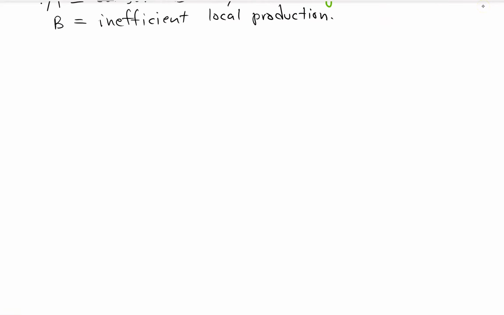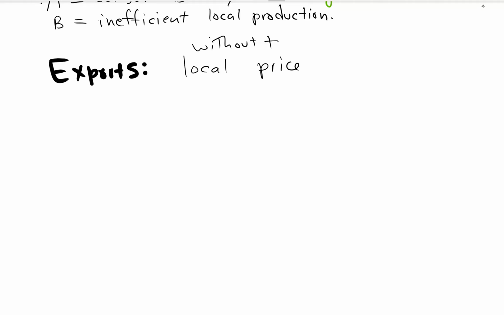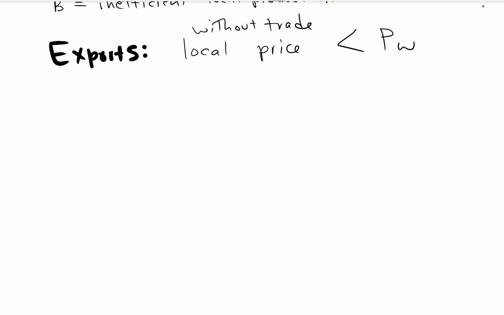Okay. Now we looked at the side of imports. Now I want to look at the side of exports. So you export things when you're relatively efficient at them, and so what that means is, without trade, your local price is less than the world price. So you do this thing well compared to the world, or it's relatively available in your country. Okay, so we're going to look at the export side.